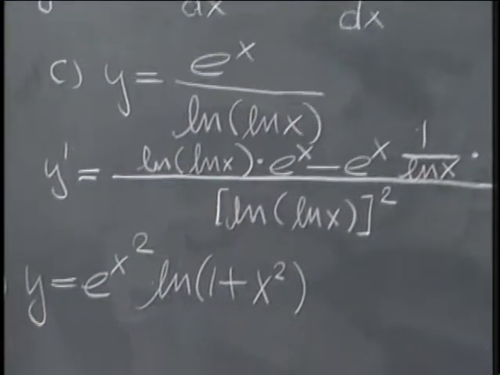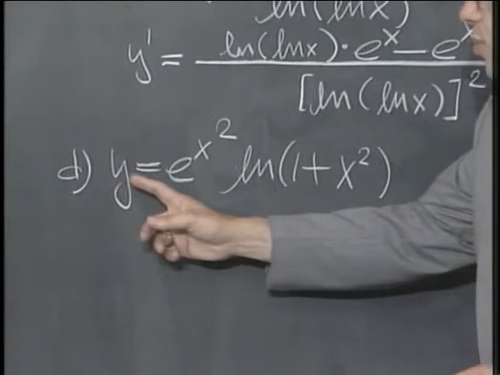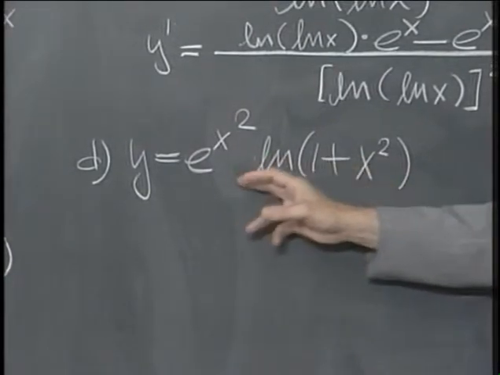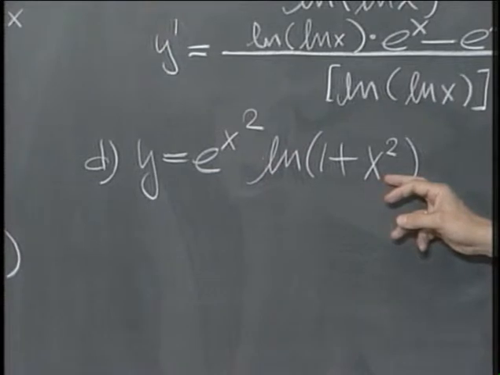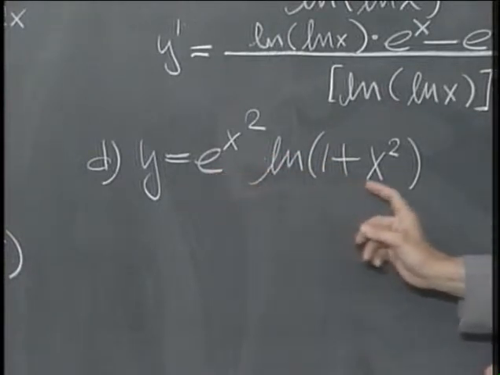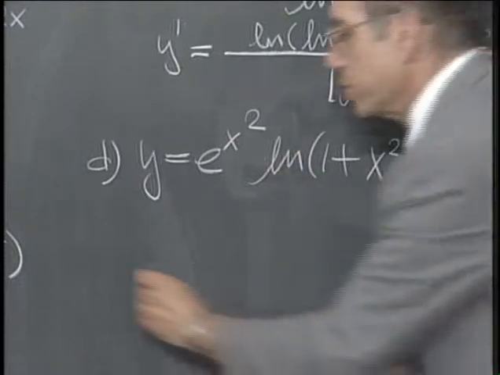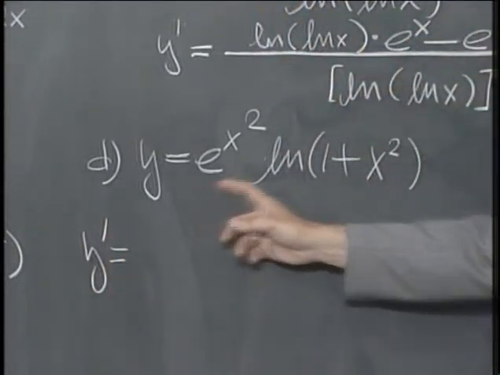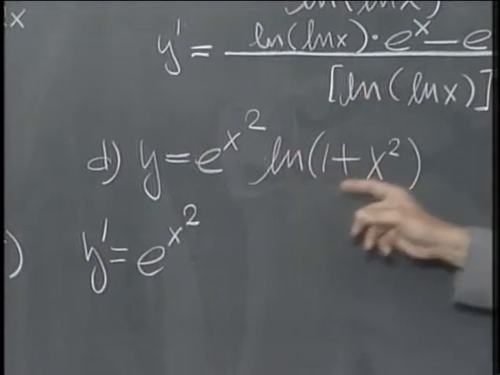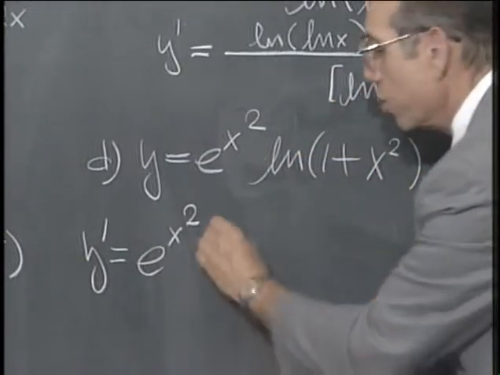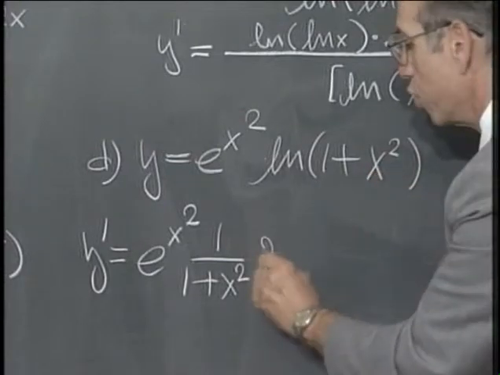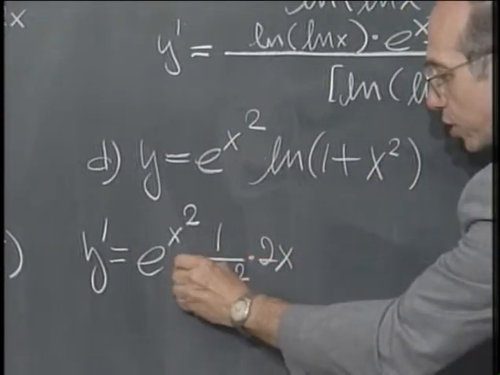Finally, we go down to 3D. In 3D, we have y equals a product, e to the x squared times the log of 1 plus x squared. Here we have a product of an exponential function and a logarithmic function, and we're going to have to apply the product rule first. But taking the derivative of each of the factors in the product is itself going to be a job. So y prime equals, the product rule, remember, the first function, that's e to the x squared, times the derivative of the second function. The second function is log of 1 plus x squared. The derivative of that is 1 over 1 plus x squared times the derivative of 1 plus x squared, which is 2x. These are all multiplied together.